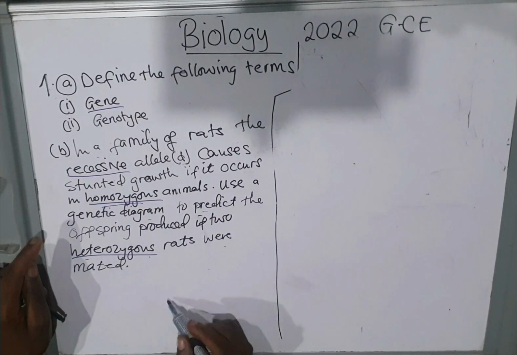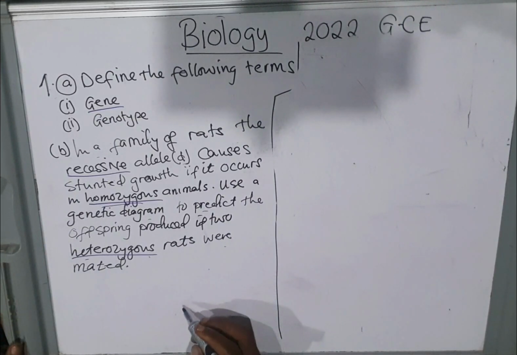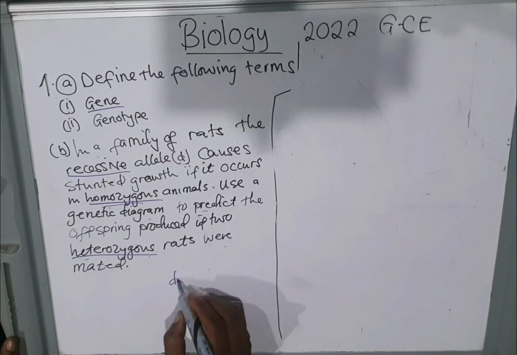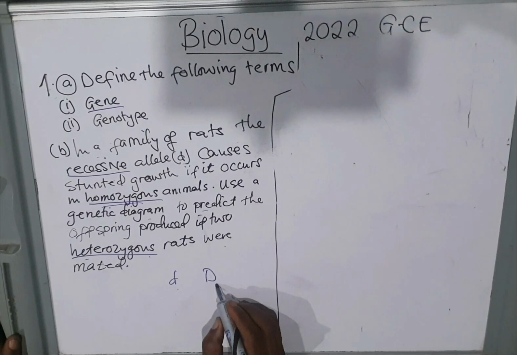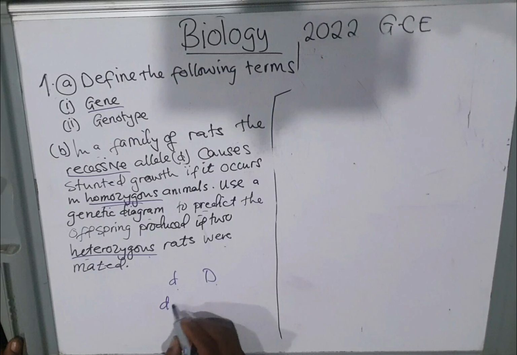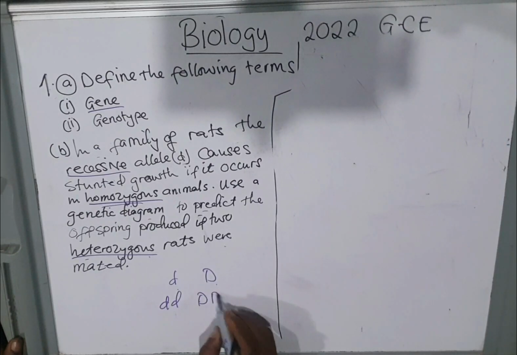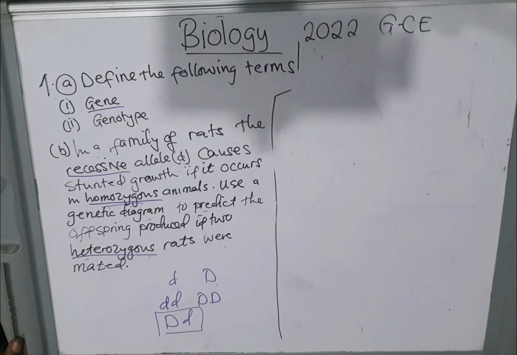Now here we're talking about growth, and the symbol we're using is D. The small letter d is for the recessive, the capital letter D is for the dominant allele. So when they say homozygous, it means it's either DD or dd. If they say heterozygous, it should be capital letter D and small letter d. We always start with the capital letter. So this is the heterozygous state, different types of allele. These rats which were mated are heterozygous, which means they have this type of genes.